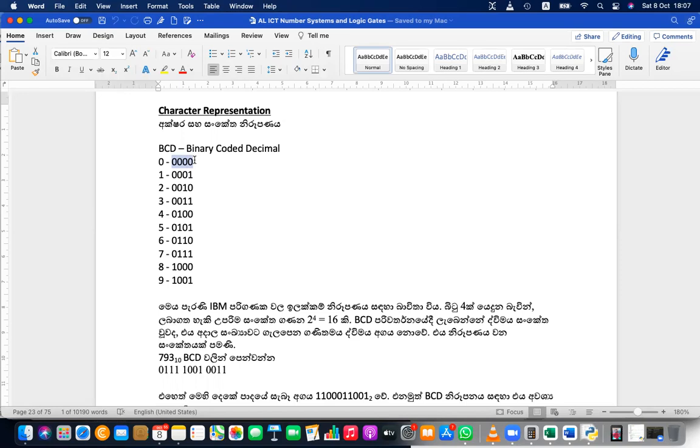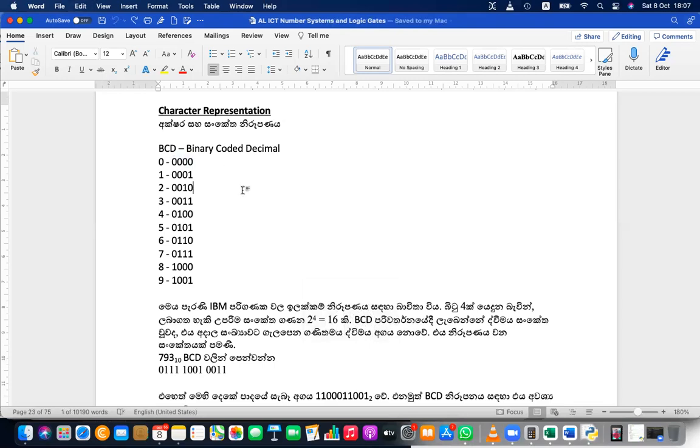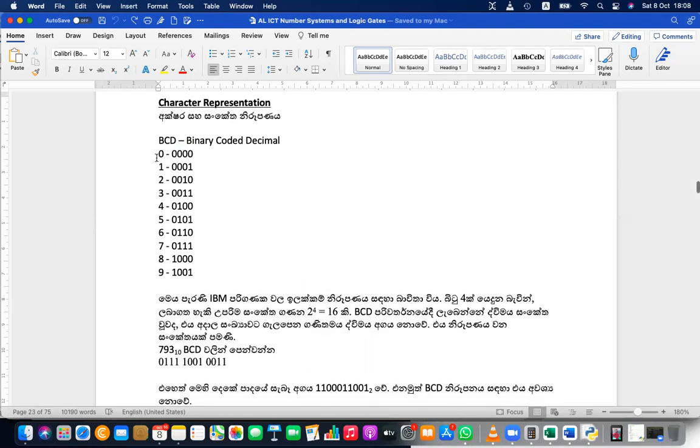how many unique characters can you represent? If there are 4 digits, how many unique characters can you represent? Can you remember? If there are 4 digits, there will be 2 to the power 4, so 16 unique characters. Yes, 16 unique characters will be there. But here we are going to stop from 0 to 9, right? Because these are for decimal numbers.